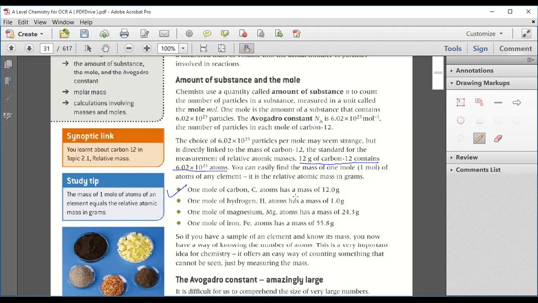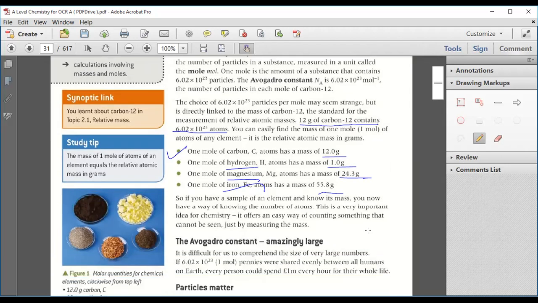So 1 mole of carbon has a mass of 12 gram and 1 mole of hydrogen has a mass of 1 gram. Magnesium is having 24.3 gram. Iron is having 55.8. You can take it as 56 only. Not a big deal. Clear? So if you have a sample of an element and know its mass, then you can get the number of atoms, or you can calculate the number of moles also.